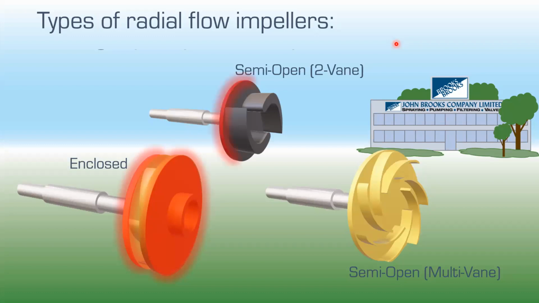Second is a semi-open two-vane impeller. And we call it semi-open because it has no front shroud. It only has a back shroud, so we can actually see the impeller vanes. It's open. And finally, semi-open multi-vane impeller. This one, just like the semi-open two-vane, just more vanes.